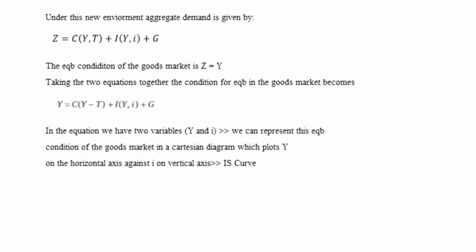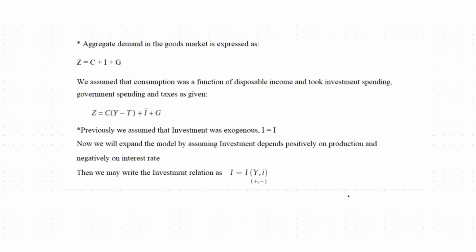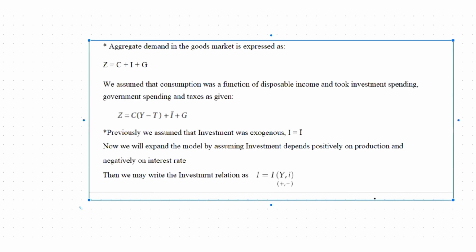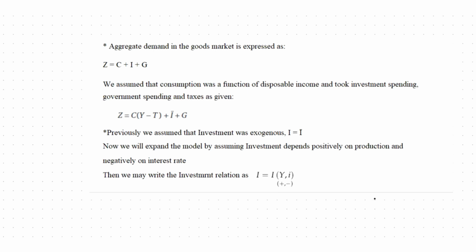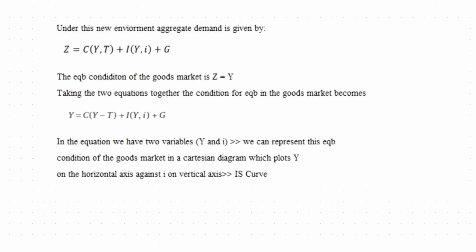So under this new environment, what new environment? Initially in chapter 3, we assumed that investment is exogenously given, but now we're assuming investment depends positively on Y and negatively on i, and we looked at why that is the case. So now under this new environment, aggregate demand is given to us as C plus I plus G. Now, instead of I bar, we have I(Y, i). If we go back, here we had I bar. Now, in this new environment, we're assuming investment depends upon Y and i. Instead of I bar, we have this investment relation.